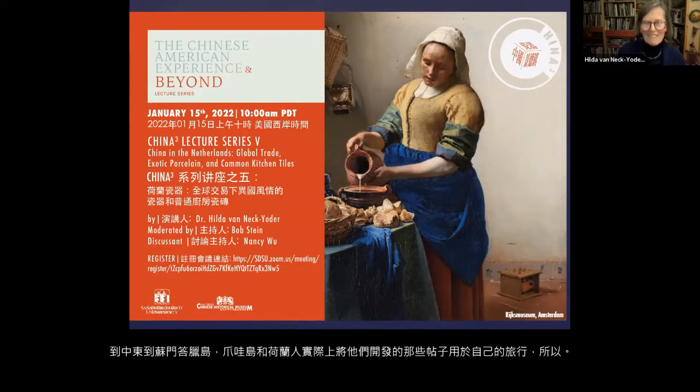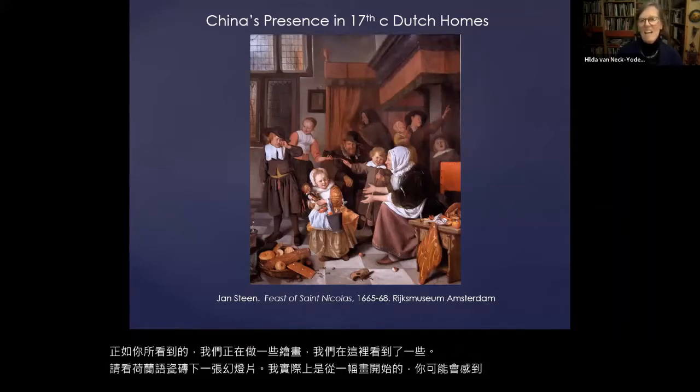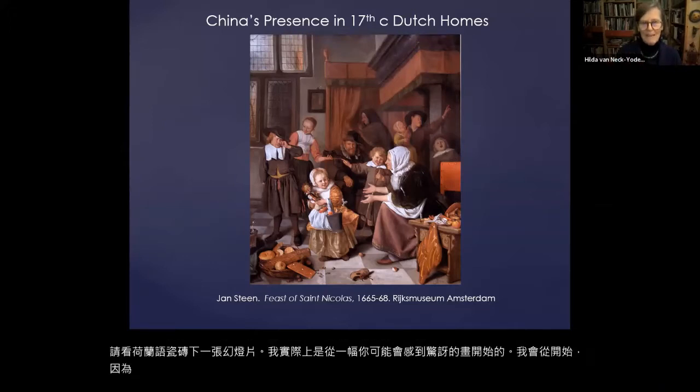As you can see, we're doing a little bit of looking at paintings, and we see here some Dutch tiles. Next slide, please. I'm beginning actually with a painting that you may be surprised I would start with, because it has nothing to do with Chinese ceramics. It is a scene that is very, very Dutch.